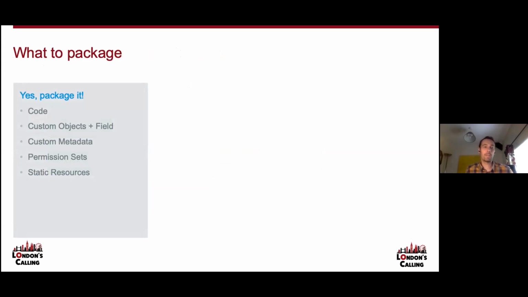So what should you put in a package? There are some things which are absolutely perfect for packaging and work really well. These are the kinds of things we're using in Rockwire, where we've had very few problems related to packaging. So these are code, custom objects and fields, custom metadata, permission sets. These are all nicely separated out things that work really well with packaging.